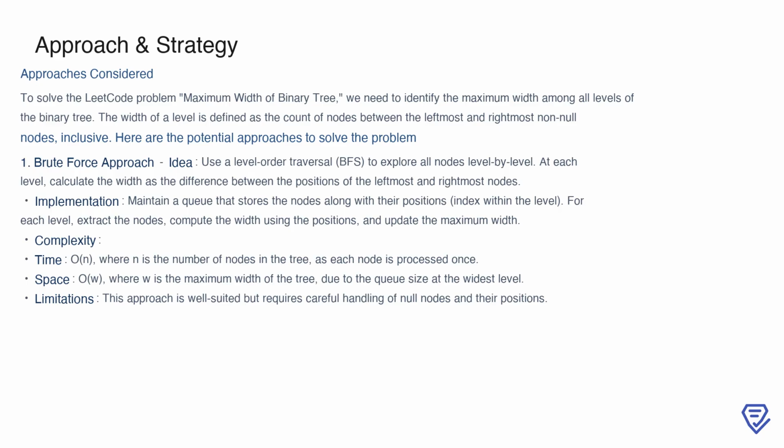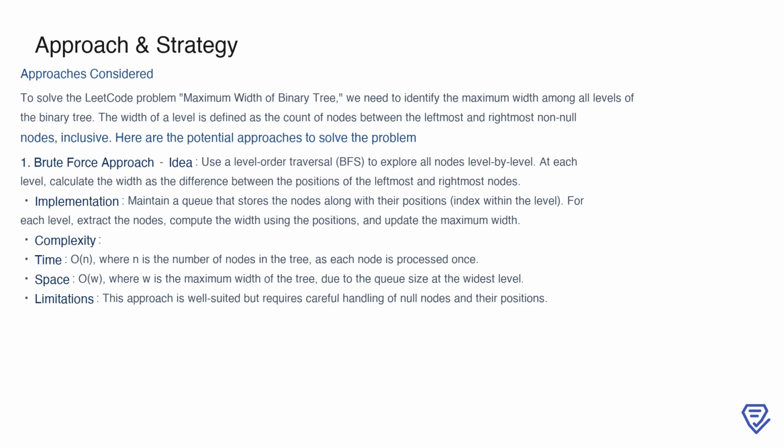To solve the problem of finding the maximum width of a binary tree, we need to focus on calculating the width at each level of the tree. The width is the count of nodes between the leftmost and rightmost non-null nodes, inclusive. One potential approach is the brute force approach, which involves performing a level-order traversal using breadth-first search, or BFS. Here, we explore all nodes level by level. To calculate the width, we keep track of the positions of the leftmost and rightmost nodes at each level. By maintaining a queue that stores both the nodes and their positions, we can extract the nodes at each level, compute the width using the positional indices, and then update the maximum width observed so far.